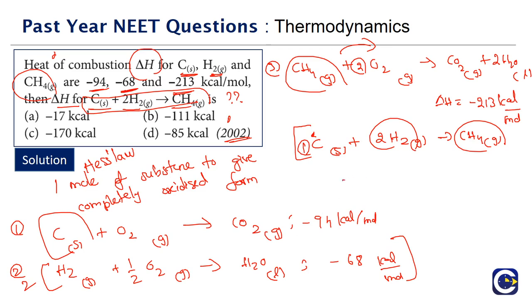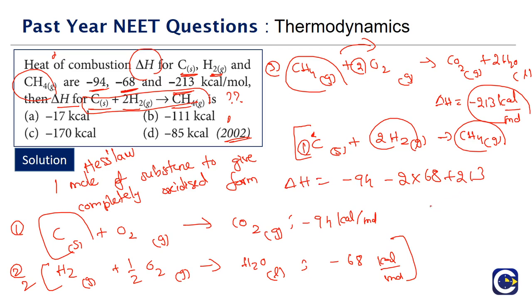The first equation is as it is, no change, so the delta H will be minus 94. The second equation is multiplied by a factor 2, which means the delta H will also be multiplied by the same factor 2. The third equation is reversed. When an equation is reversed, the delta H of the modified equation will be the negative of the delta H of the original equation. The original is minus 213, so minus of minus 213 will be plus 213. Clear? So this is going to be our delta H for the overall equation.